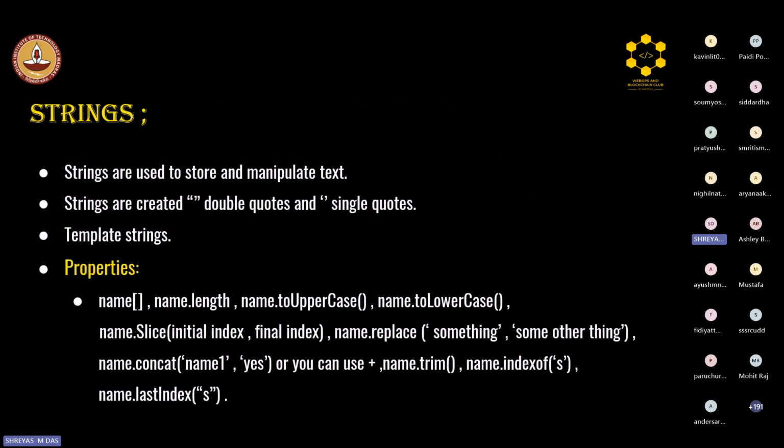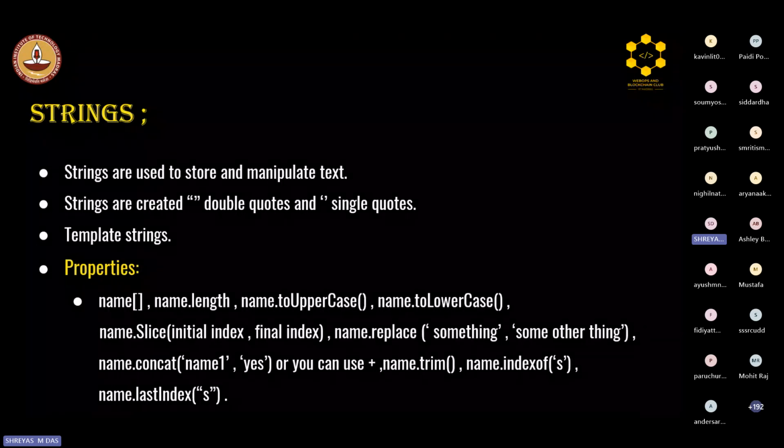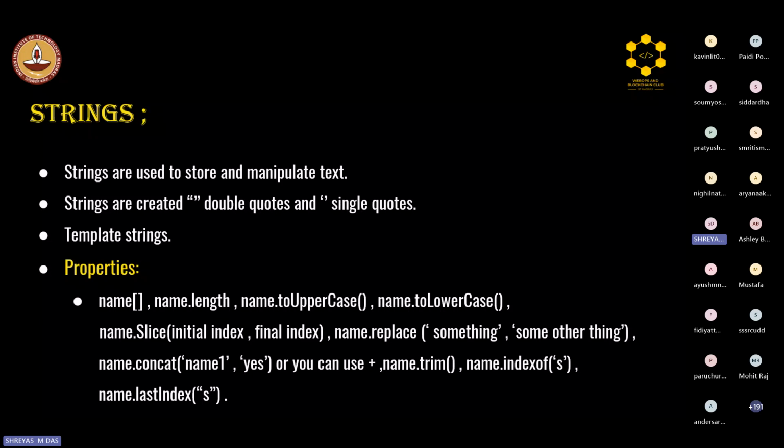And we can find the length of the string by using name.length. And similarly, we can use name.toUpperCase to make the string into uppercase. So why do we need to make the string into uppercase or lowercase, and why do we need the length? These properties we will be using in a website, obviously.